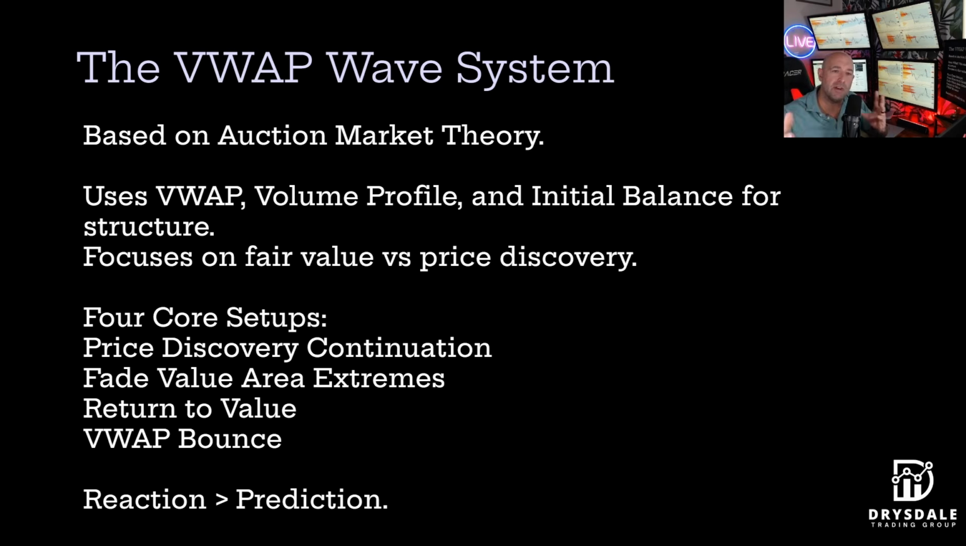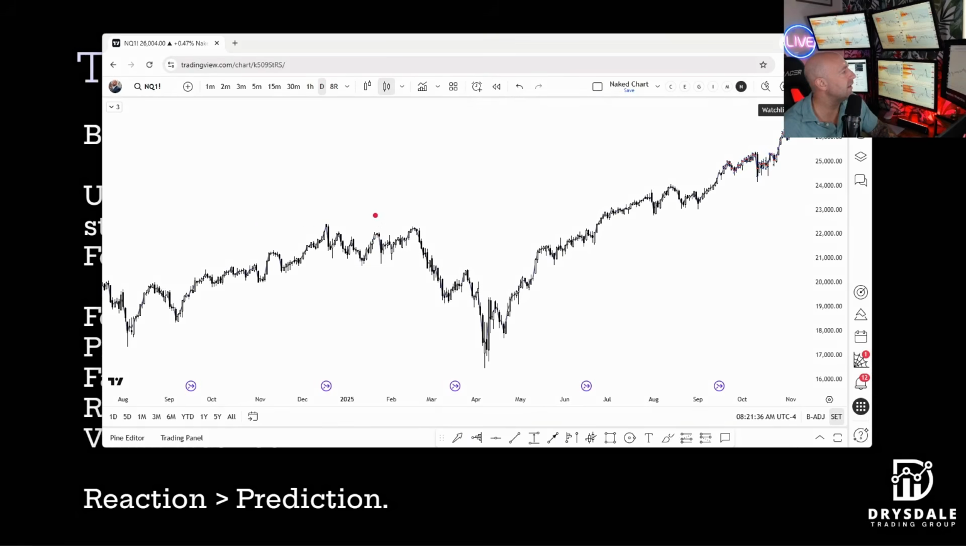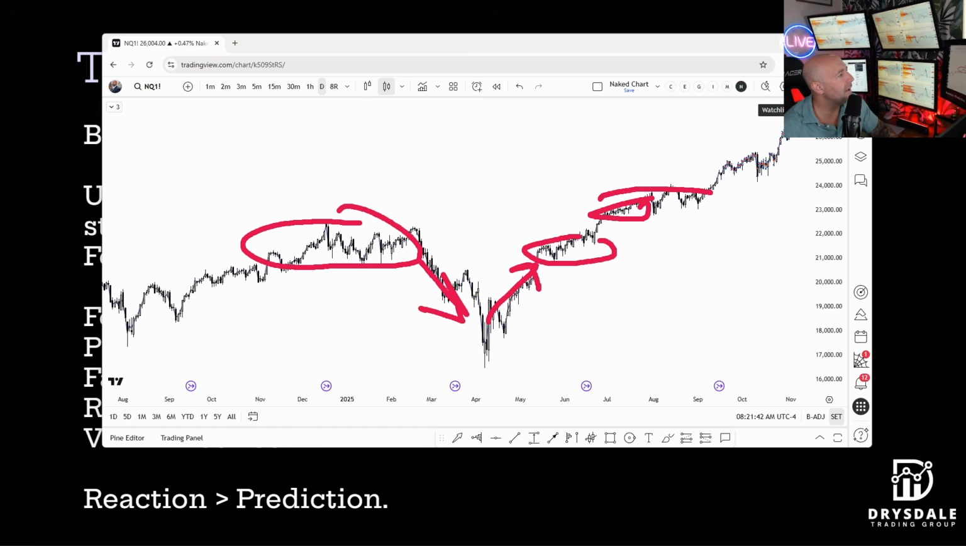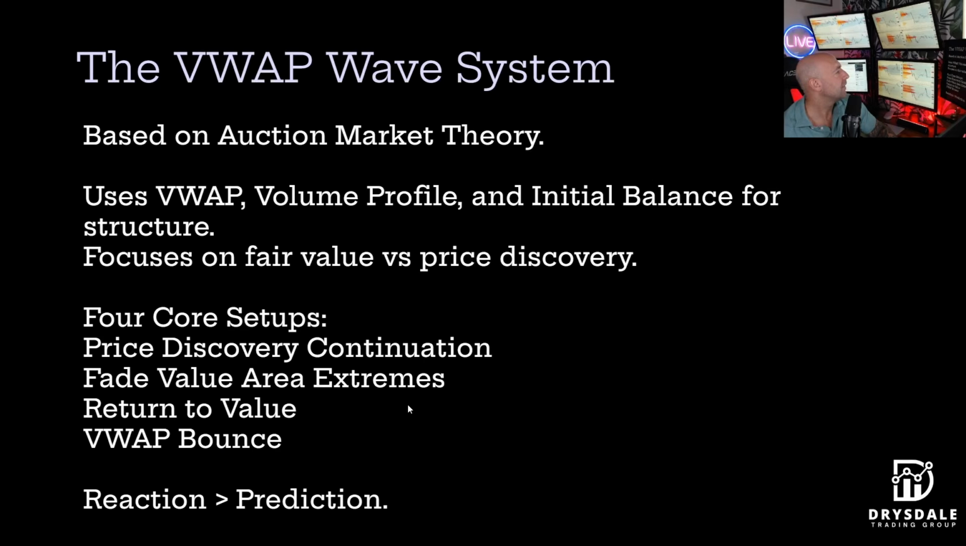We focus on two different market conditions, right? Whether we're in a balanced market, where we're trading sideways, or price discovery. Balance, price discovery. So we focus on these actual market dynamics. We have 4 core setups that you're going to look to trade each and every day: the price discovery continuation, fade value or extremes, return to value, and the VWAP bounce.